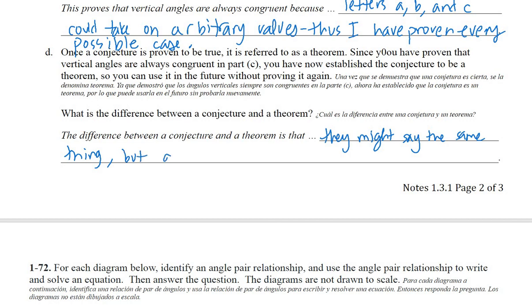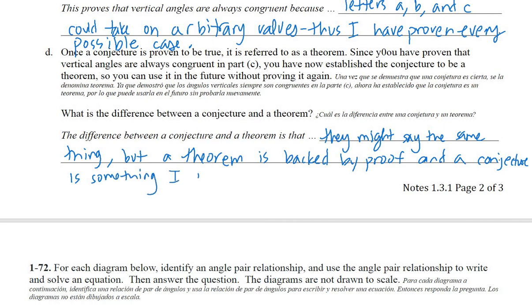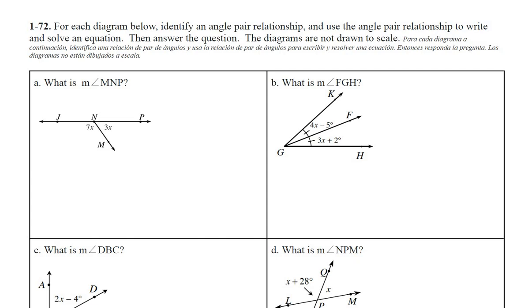But a theorem is backed by proof, and a conjecture is something I may believe without having proven it yet.